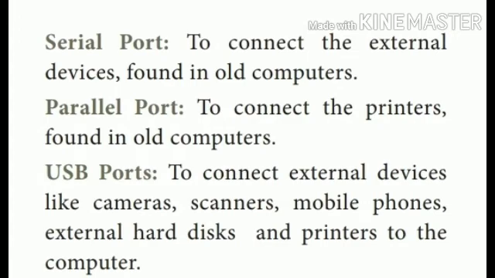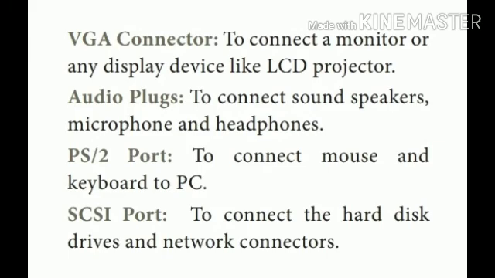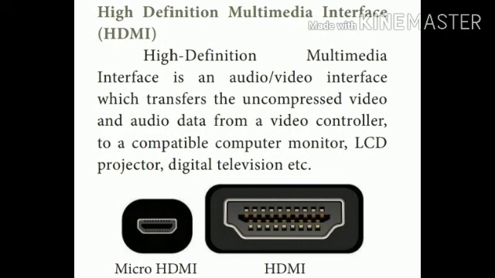Serial port is used to connect the external devices. Parallel port is used to connect the printer. USB is used to connect the external devices such as scanner, mobile phones, and some hard disks or printers, etc. If we connect the speaker, headphones, or microphone, we use audio plugs. And also, to connect the mouse and keyboard to the PC, we use PS2 port.